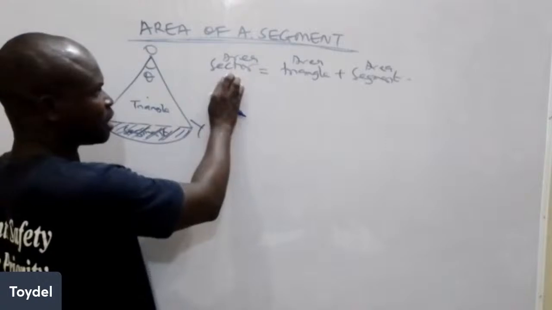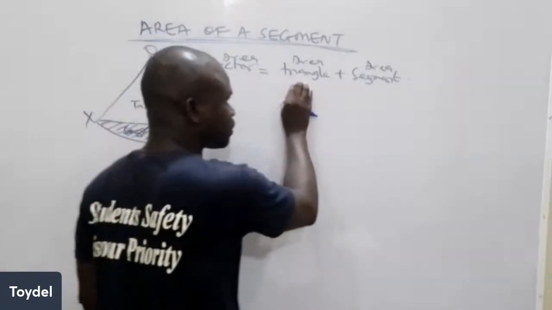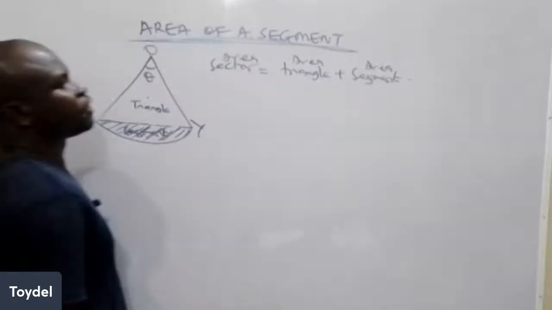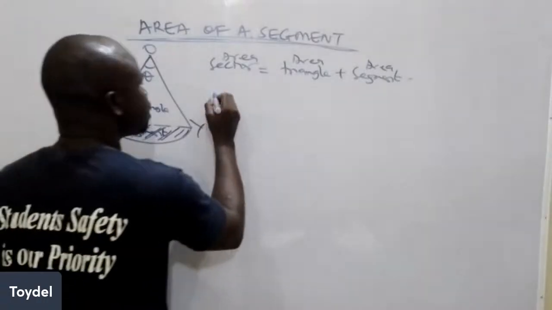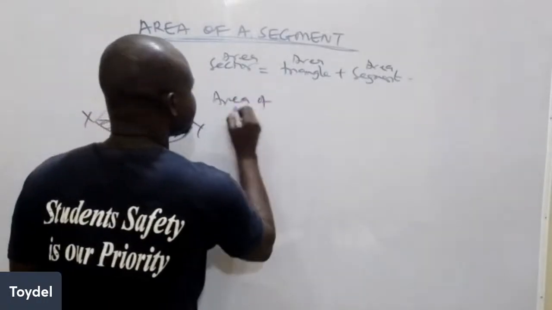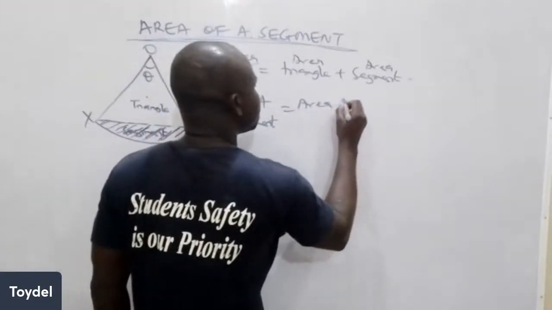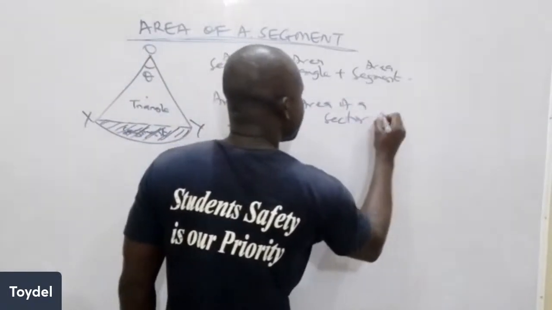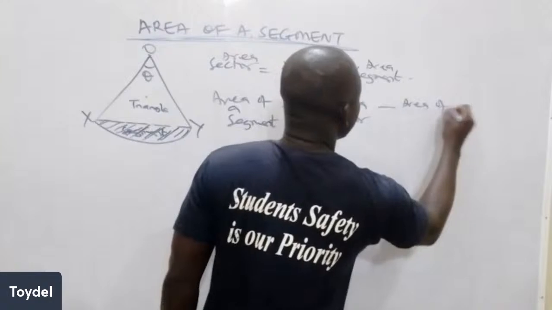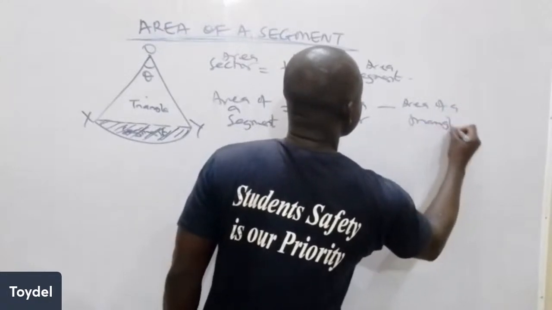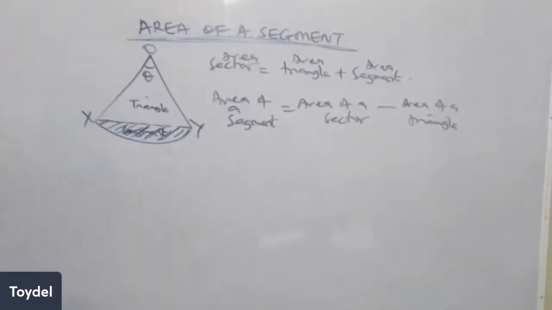Of course, there is a standard formula for the area of a sector. We know the standard formula for the area of a triangle. How do we get the area of a segment? Now say the area of a segment will be equal to the area of a sector minus the area of a triangle. That is the formula that we're going to use to be able to find the area of a segment. So for us to find the area of a segment, it will be the area of a sector minus the area of a triangle.